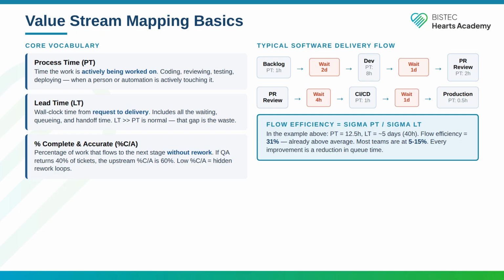The hardest part of value stream mapping is measuring accurately. A story that takes 1 week often has 4 hours of actual work in it. Count the real process time, not the calendar time someone claims to be working on it.